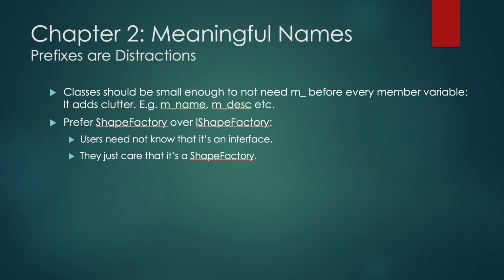So these prefixes, according to Uncle Bob, are distractions. And I also agree, not using I in front of an interface is something I like to do. I'd rather suffix the implementation, saying shape factory impl or XYZ shape factory, right? Because the users of the class don't care about that. That's just how I choose to implement this interface. But when my clients or people who are using my API are using this, they just need to know that it's a shape factory. They don't care what's underneath.